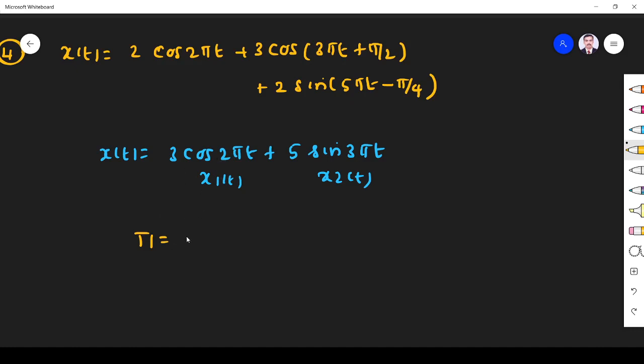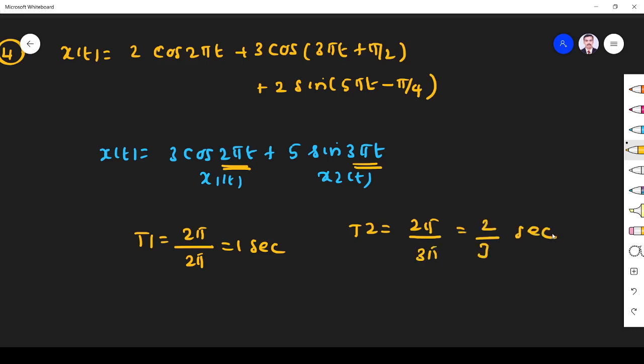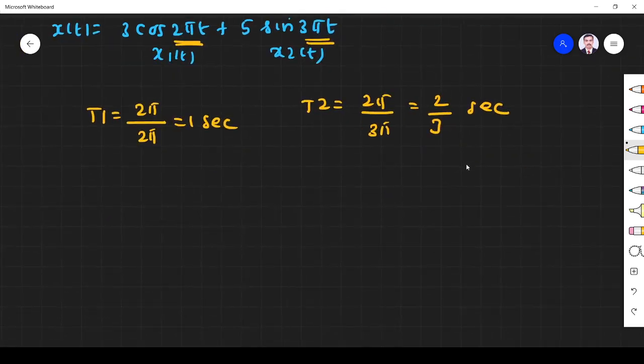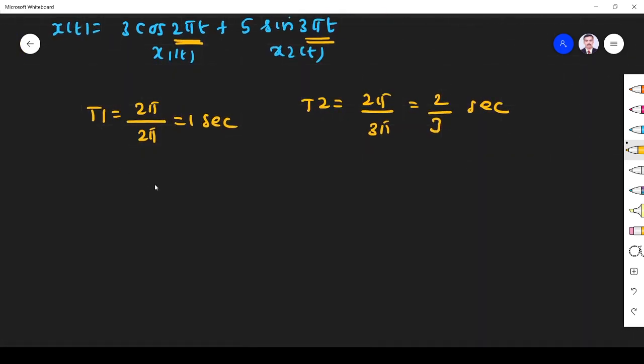Fundamental period of the first one is 2 pi by omega 1. Omega 1 is 2 pi, so it is 1 second. What about T2? T2 is 2 pi by omega 2. Omega 2 is 3 pi, so it is 2 by 3 second. Okay, fine, so we got T1 and T2. What do we have to do now? We have to find the ratio of T1 by T2. T1 is 1, T2 is 2 by 3, so the ratio is 3 by 2.